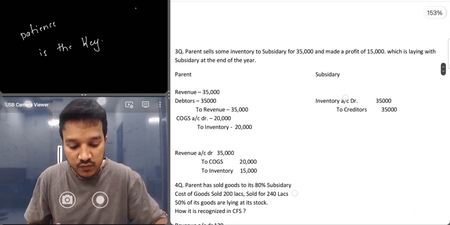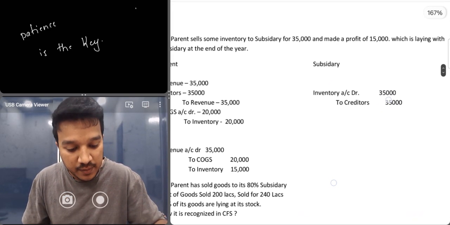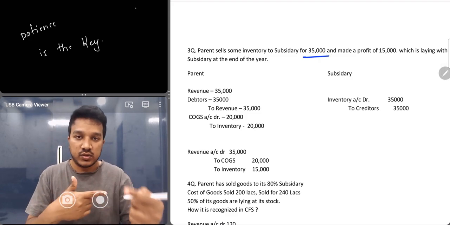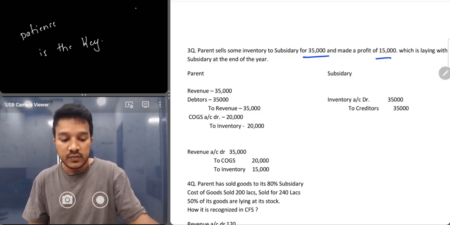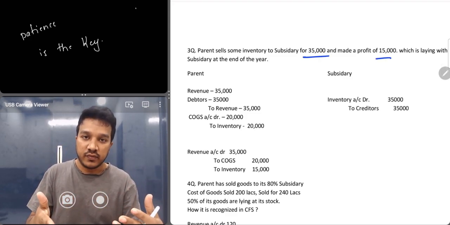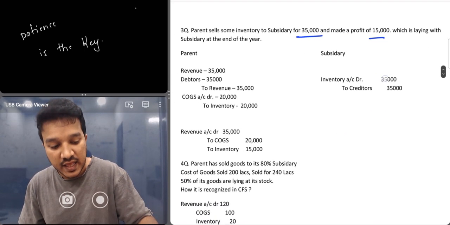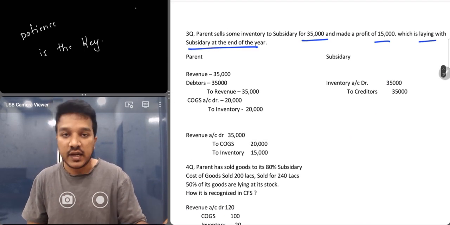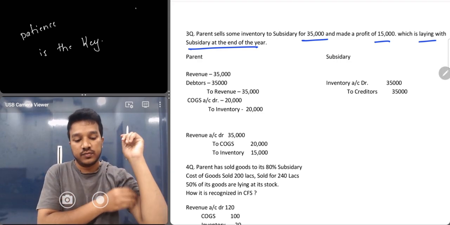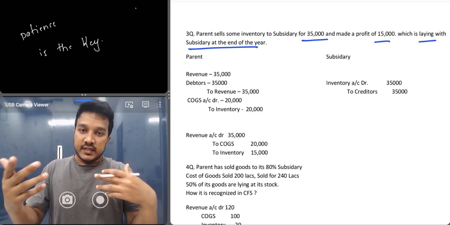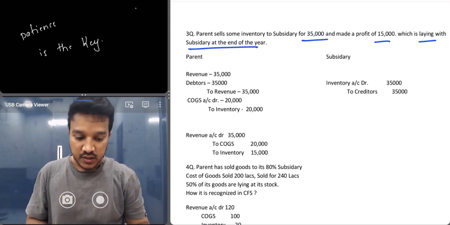Now let's try and understand what happens when you sell it at profit. The parent sold to its subsidiary for 35,000 rupees, and the cost is, meaning it has made a profit of 15,000, so your cost is 20,000, and the goods are lying with the subsidiary at the end of the year. Okay, till here it is clear, no? Let's go. So how are we going to recognize the same in the consolidated financial statements is the question.